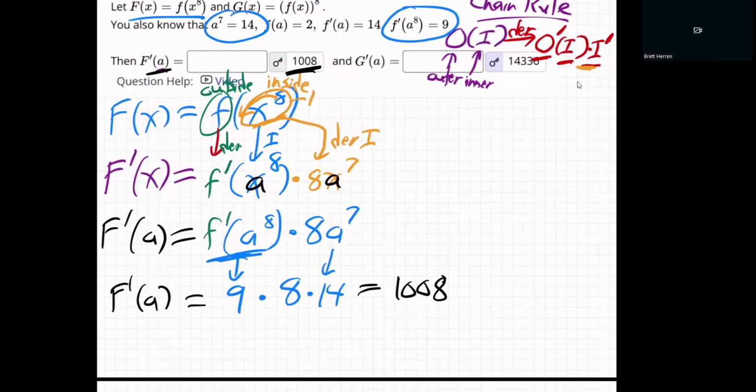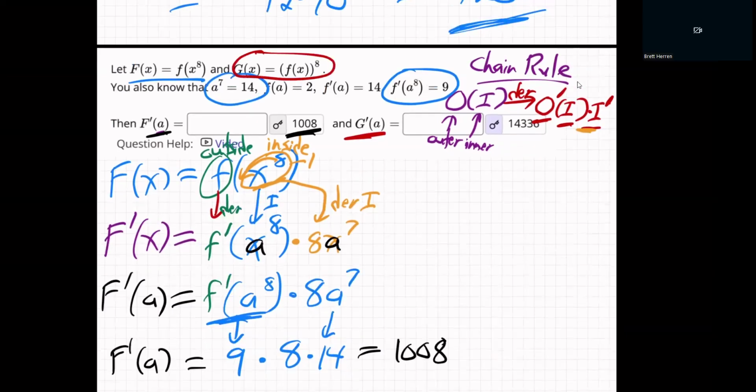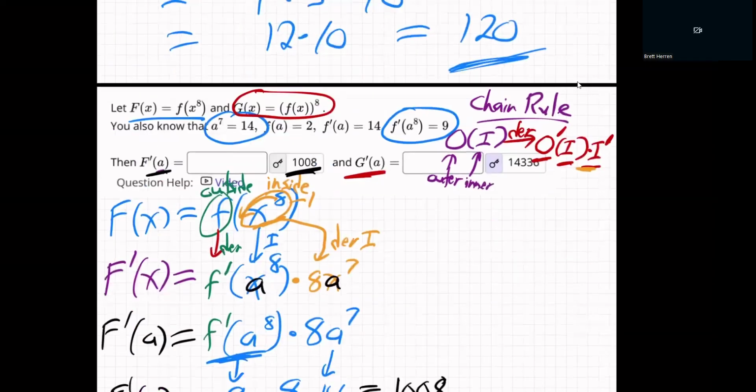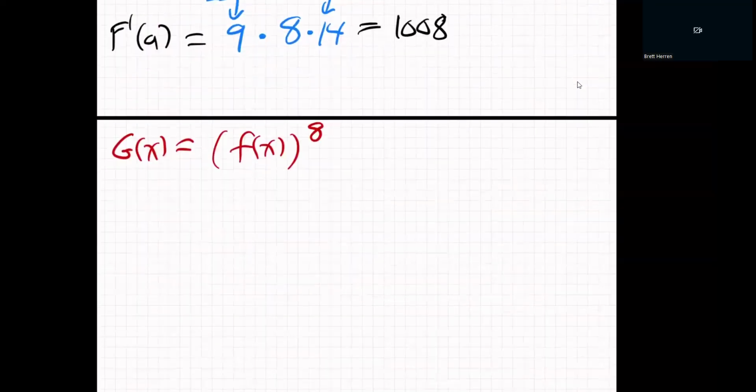they want us to figure out capital G prime of A. So first off, what is G? There is G. It's f of x to the 8th. So G of x is f of x to the 8th. I'm just copying that right there. And they want me to derive that G prime of A. Again, this is the inside function, and this 8th power is the outside. So don't think right, left. Think inside, outside, right? The 8 is outside, even though it's to the right.